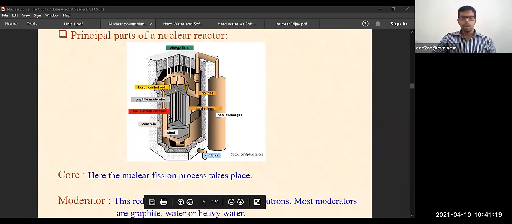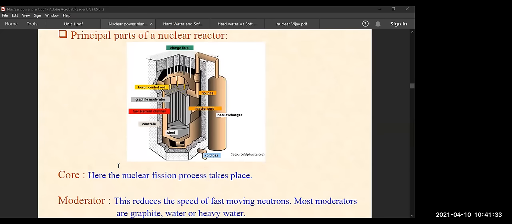This is the core part in which the nuclear process takes place, and this core is kept in that reactor, that is dome-shaped reactor with some protective walls.